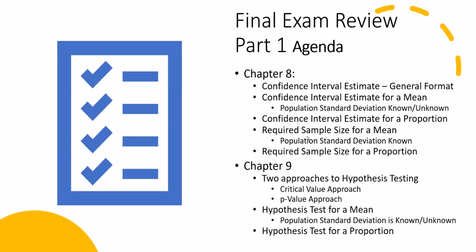And then for chapter 9, we're going to go through the two approaches to hypothesis testing, including the critical value approach and the p-value approach. And then we're going to run through a hypothesis test for a mean where the population standard deviation is known and not known, as well as for a proportion.